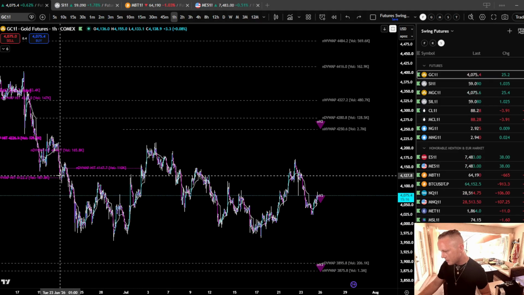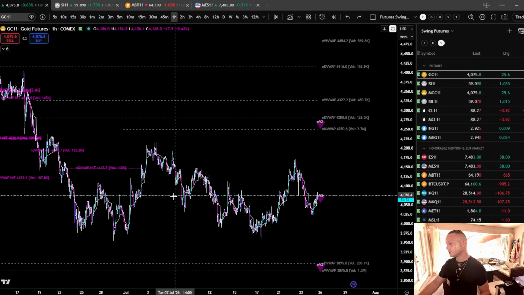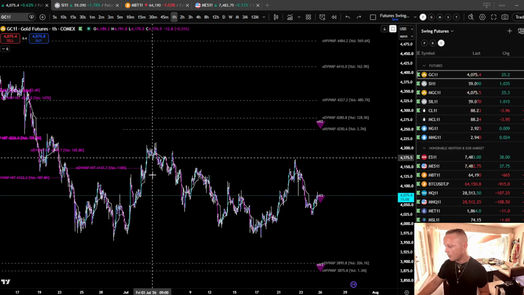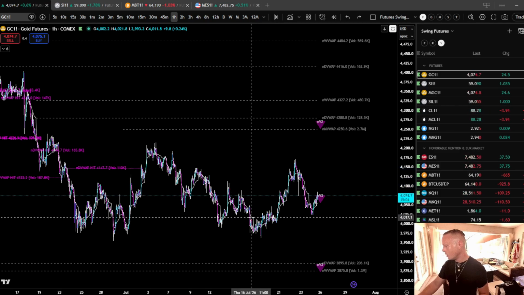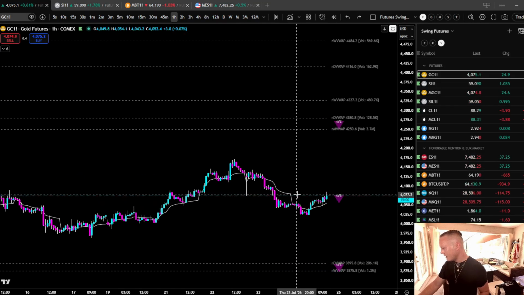Look at this naked VWAP right here. It got hit, boom, got a nice push up, right? This happens repeatably all the time. Are you gonna get a massive move every single time? No, but are you gonna get a profitable move a lot of times? Yeah, you probably will. So that is exactly what is happening in this live environment right now.